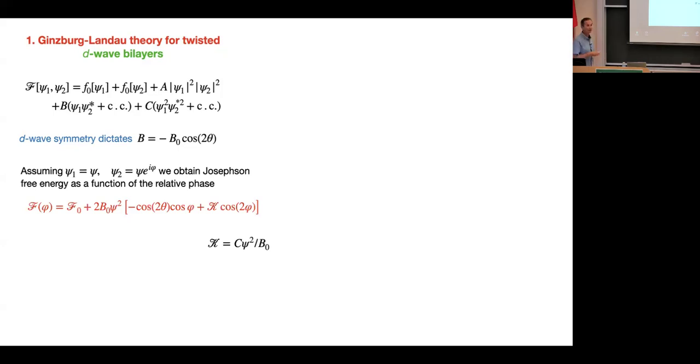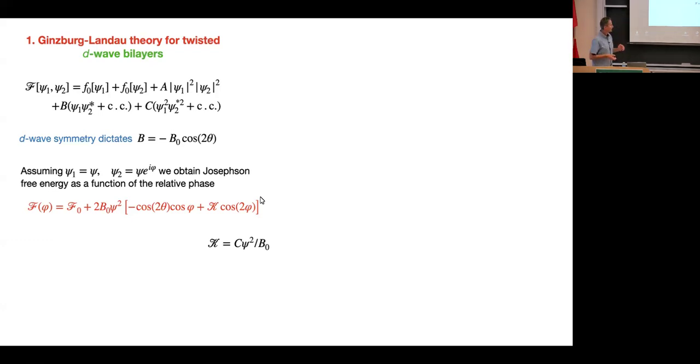Okay, so we can actually solve this problem assuming that the two layers are identical. I will assume that the two order parameters have the same amplitude, but they can differ by their phase. I just substitute this ansatz into the free energy, and I get this free energy here marked in red, which one can think of as a Josephson free energy for this bilayer system.